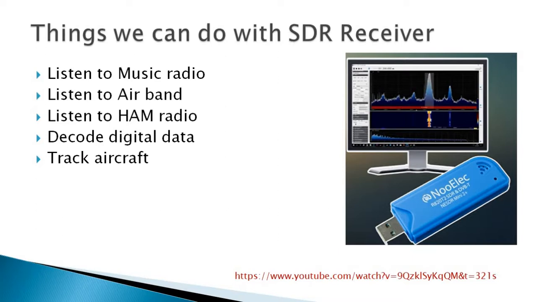The next thing we can do with the help of an SDR receiver is to listen to ham radio. Amateur radio is also known as ham radio. It is the use of the radio spectrum for the purpose of non-commercial exchange of messages, wireless experimenting, self-training, and private recreation, etc. Now let us have a look at how we can listen to ham radio.